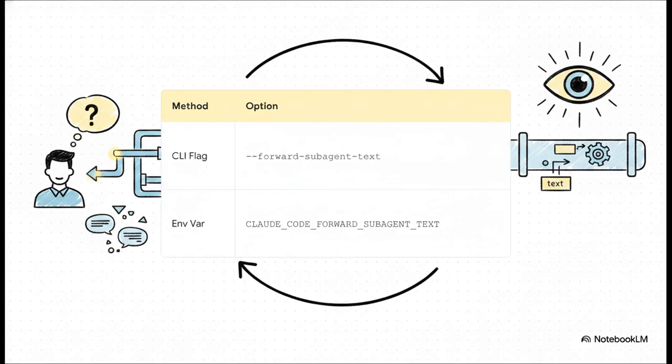If you're a developer building automated pipelines that consume the stream-json output format, you absolutely need to know exactly what those subagents are doing under the hood. Now, you can just pass the forward subagent text command line flag or just set the corresponding environment variable. It instantly brings complete transparency to your pipelines, letting you audit the exact steps those subagents are taking. It's a real game changer.